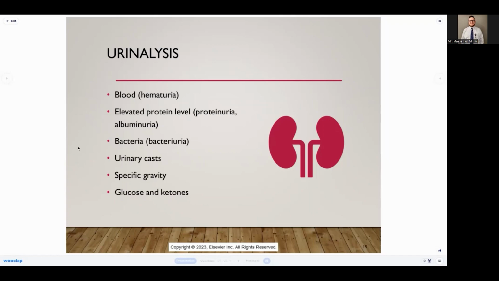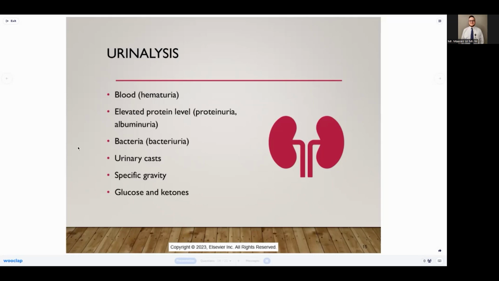You don't want to see glucose or ketones. Blood shouldn't be there. Protein really shouldn't be there at all. You shouldn't see bacteria, for obvious reasons. Urinary casts usually indicate injury to the nephrons, because those are like tubule cells that fall into the urine. They shouldn't be there, so usually it's inflammation or acute injury to the nephrons.